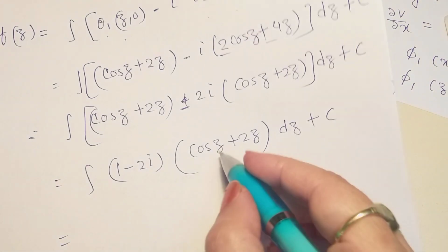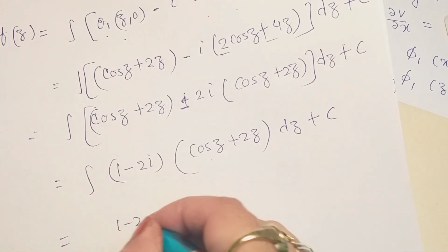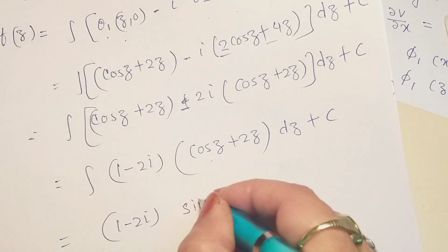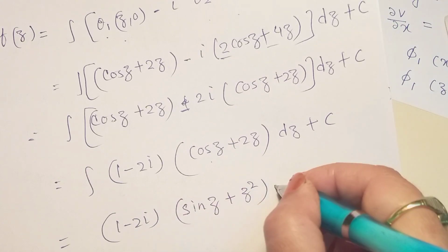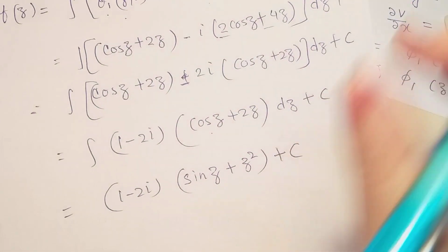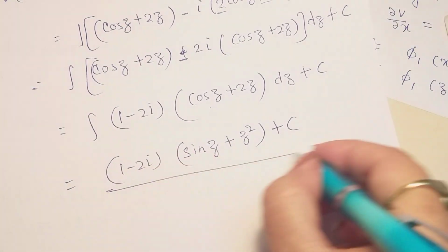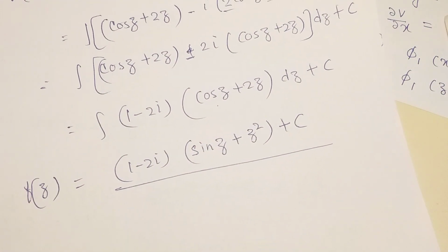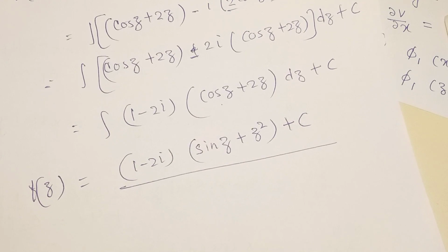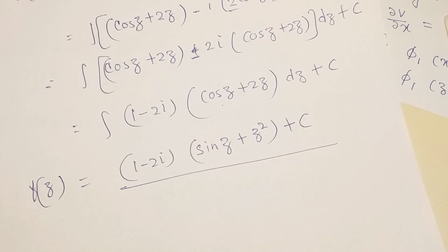So after integration, what we get? We'll get 1 minus twice of iota sin z plus z square plus c. So this is our required analytic function for the given value of u. Okay, so this problem is solved. Now we take one more type of example.